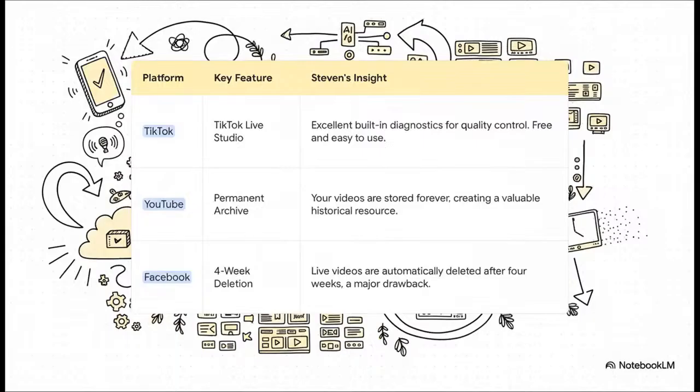Now this is a big one. Your choice of platform has huge consequences down the line. TikTok's live studio, great for the actual broadcast, super easy to use. But the real strategy here is the archive. YouTube saves your videos forever, turning them into these valuable assets. Facebook, on the other hand, deletes them after 4 weeks. Poof, gone. Think about it. Each video is like a brick you're using to build your brand. You don't want those bricks to just vanish.